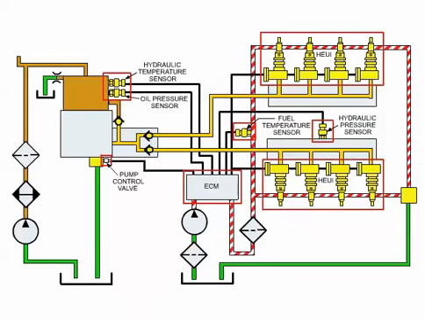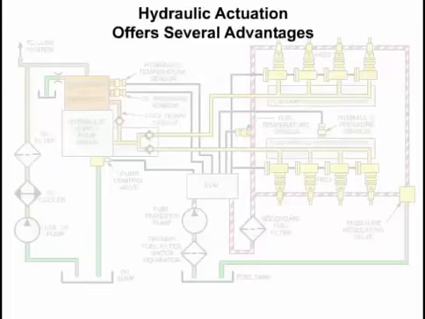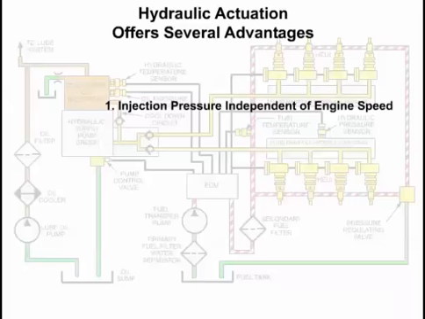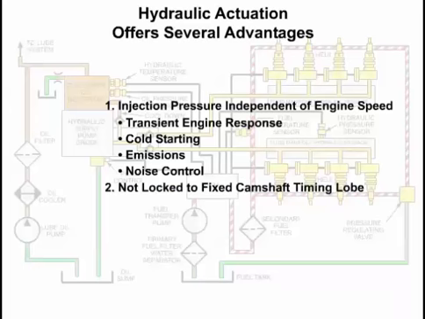Actuation of the fuel injection system is accomplished using hydraulics rather than the conventional camshaft actuation commonly found on other diesel fuel systems. Hydraulic actuation offers several advantages compared to mechanical actuation, including the ability to make injection pressure independent of engine operating speed. This capability is especially advantageous in many respects, including transient engine response, cold starting, emissions, and noise control. Put simply, the system is not locked to a fixed camshaft timing lobe which could limit timing advance. The injector can be fired at any point relative to crankshaft position.